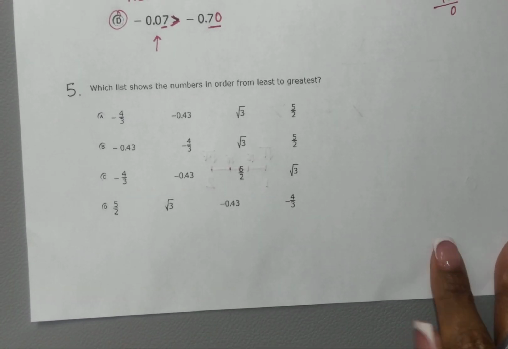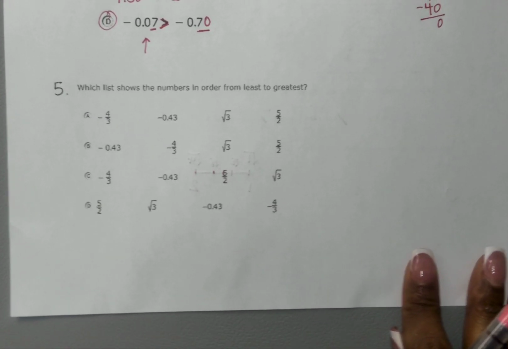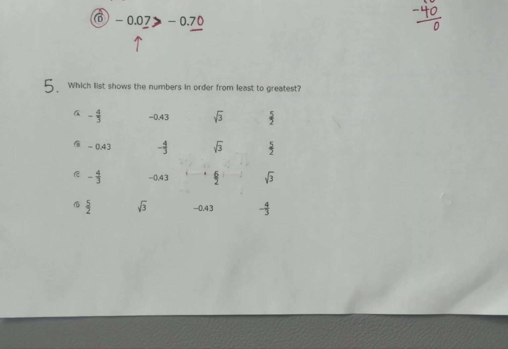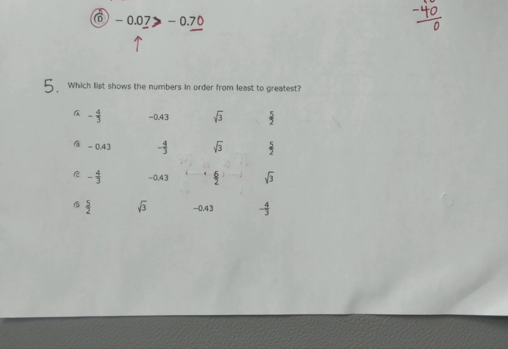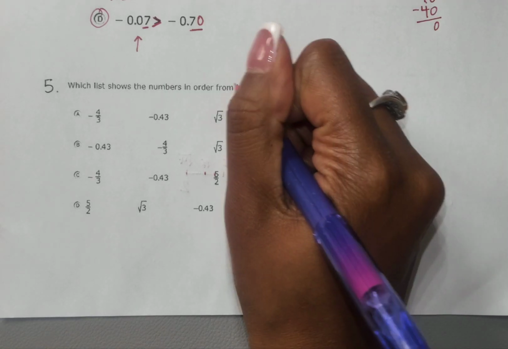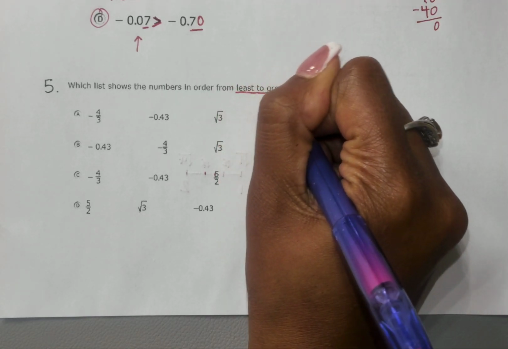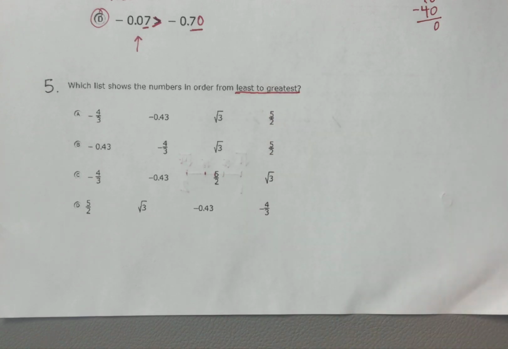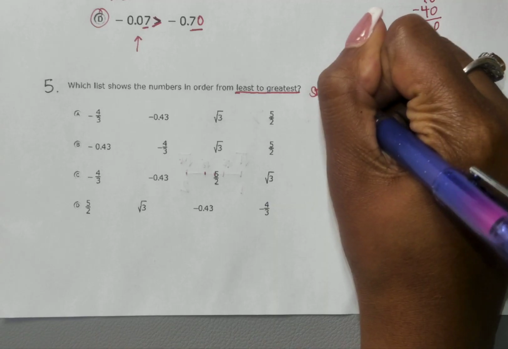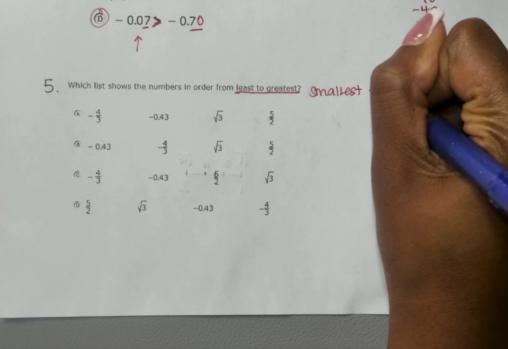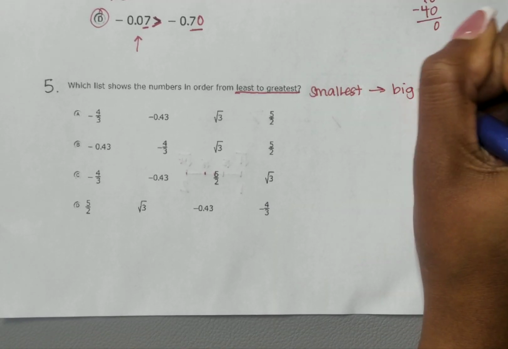And last but not least, we have number 5. And number 5 reads, which list shows the numbers in order from least to greatest? So the first thing you want to do is make note of the direction that it's telling you to order the numbers from least to greatest. So from smallest number to the biggest number.